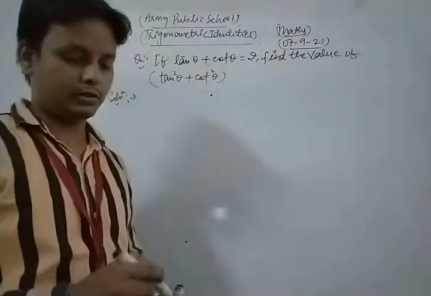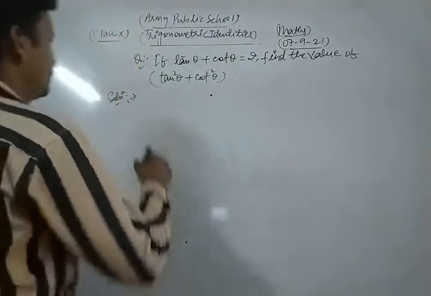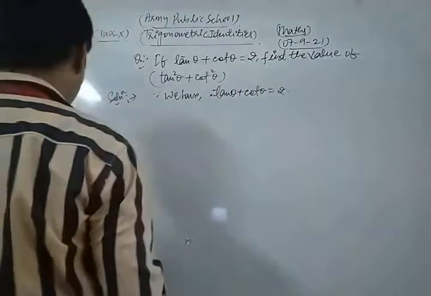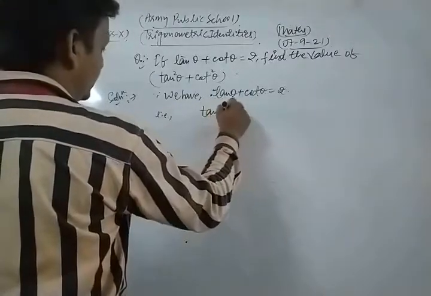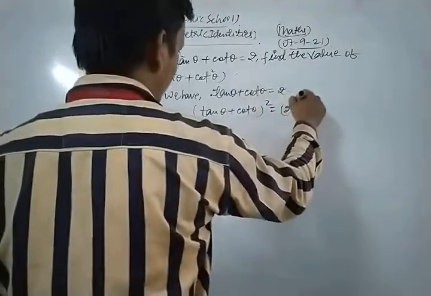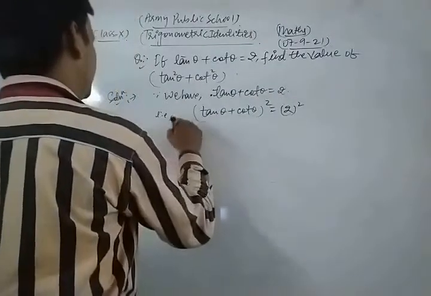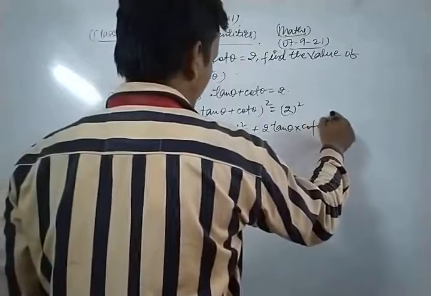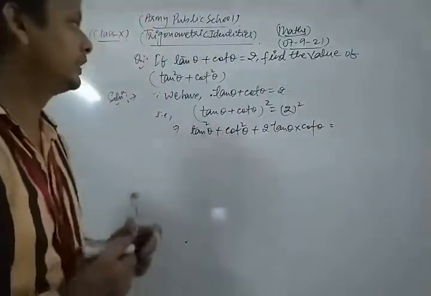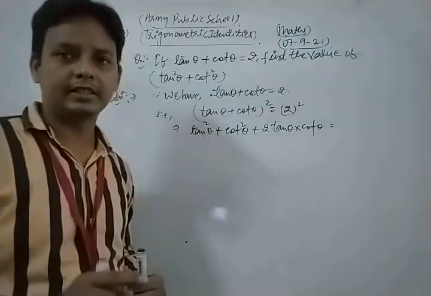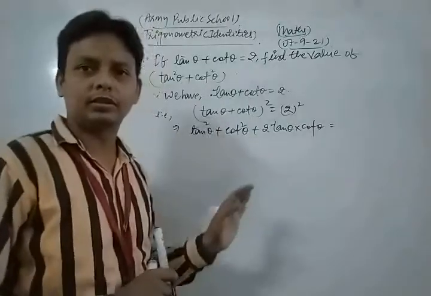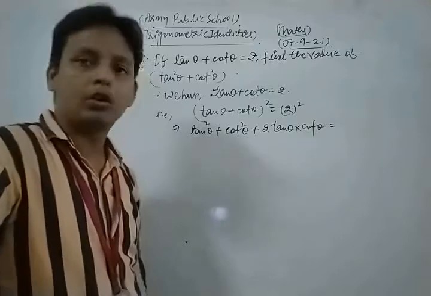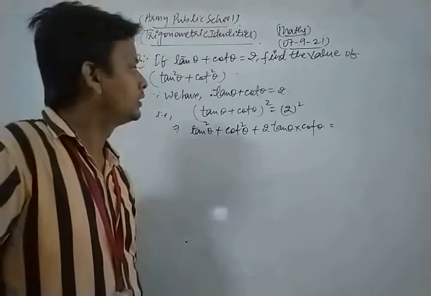Now let's see its solution. Dear students, a very important relation is given in our question: tan theta plus cot theta is equal to 2. Now squaring both sides, (tan theta plus cot theta) whole square is equal to 2 square. So we get a square plus b square plus 2ab. Look, first of all, this is the given relation. For this question we find the value of tan square theta plus cot square theta.